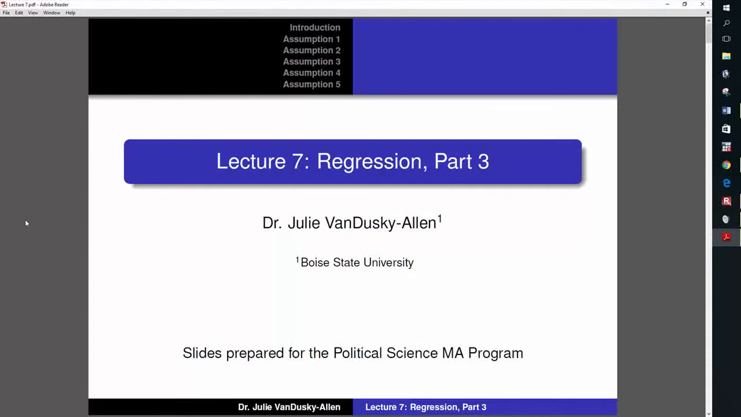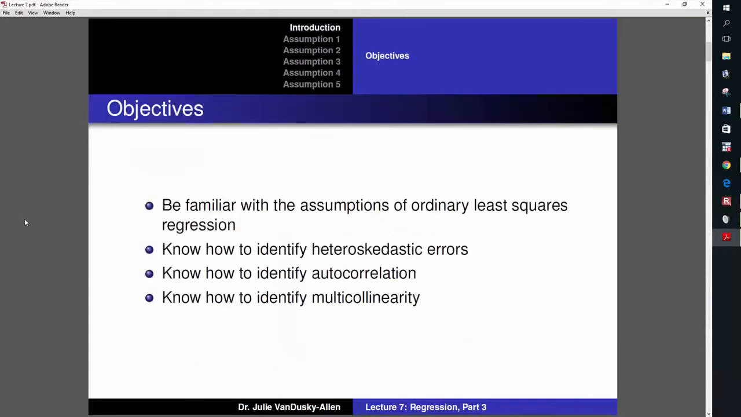This is Lecture 7, Regression Part 3. By the end of this lecture, you should be able to identify the assumptions of ordinary least squares regression, know how to identify heteroskedastic errors, know how to identify autocorrelation, and know how to identify multicollinearity.